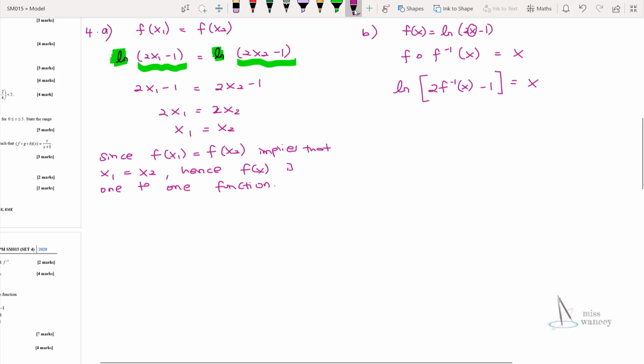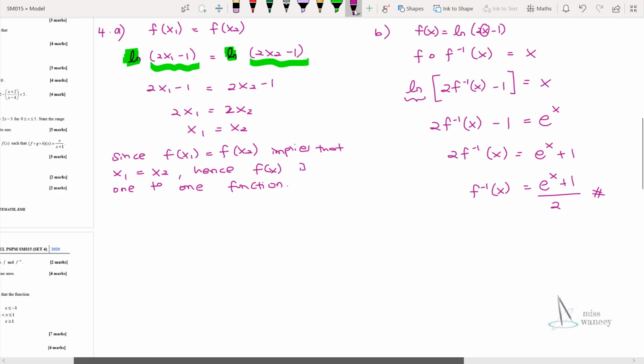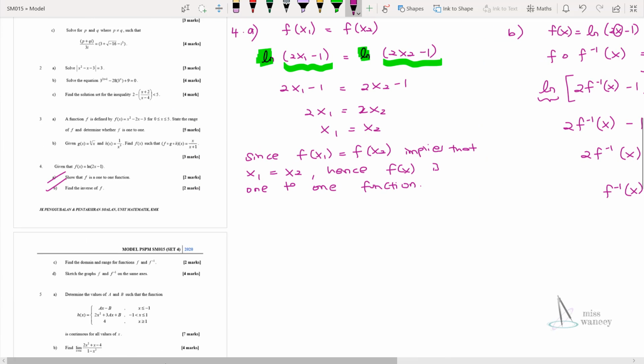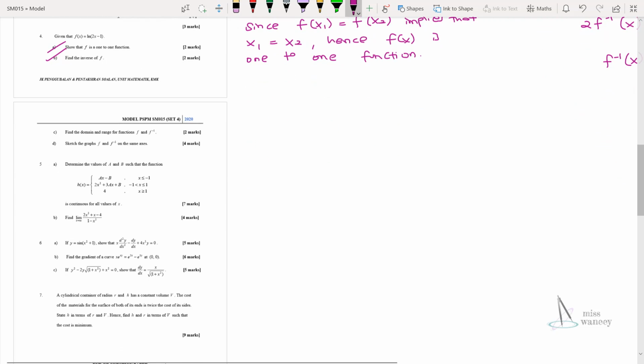In order to get rid of the ln over here, I have to apply the exponential on both sides. So I have 2 f inverse of x minus 1 equal to e to the power of x. So 2 f inverse of x will be equal to e to the x plus 1. Therefore, f inverse of x will become e to the x plus 1 over 2. Okay, so done with number 4b. Let us proceed with number 4c.